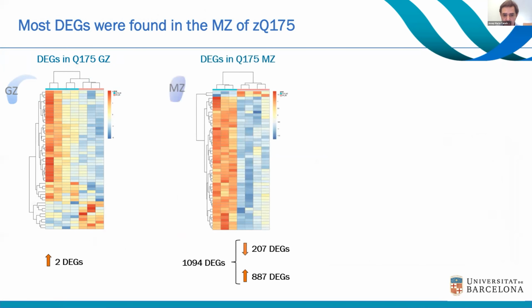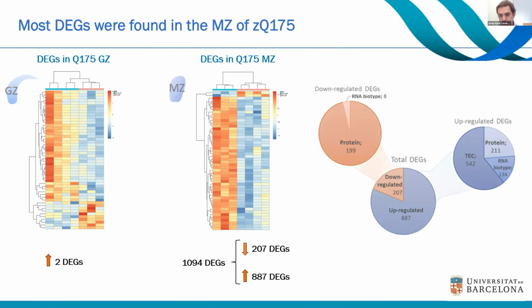However, when we compare the mantle zone, we observe around 1,000 differentially expressed genes, and most of them were increased, upregulated in the Huntington disease model. If we take a look at the genes that are upregulated, we can see that around 200 genes codify for no proteins, and 134 genes codify for different RNA biotypes. However, there is a large number of genes that still must be confirmed experimentally. In the upregulated genes, most correspond to known proteins.